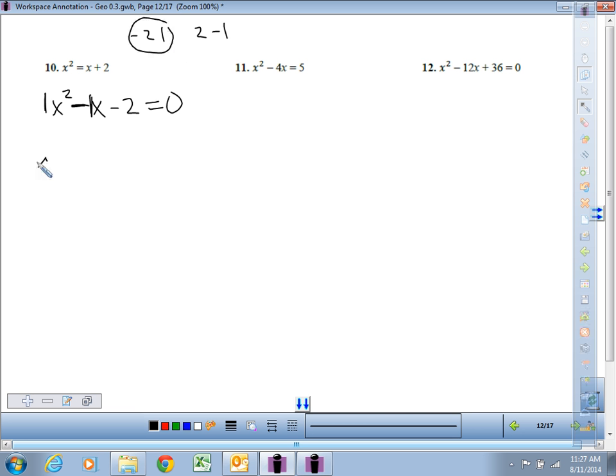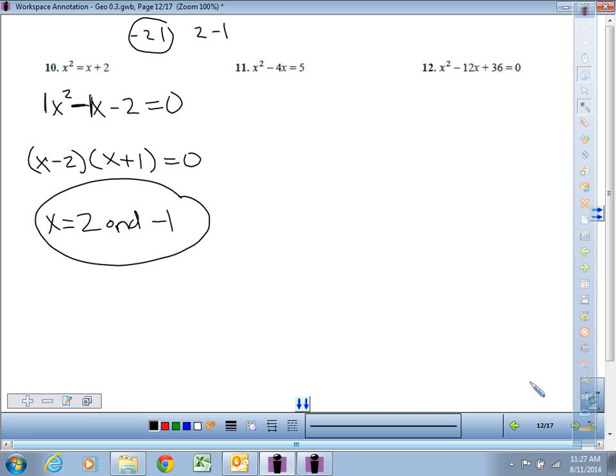So when we rewrite this, it's going to be x minus 2, x plus 1 equals 0. So we look at this, x is going to be 2 and negative 1. There's your two solutions. Right? Let's go to number 12.